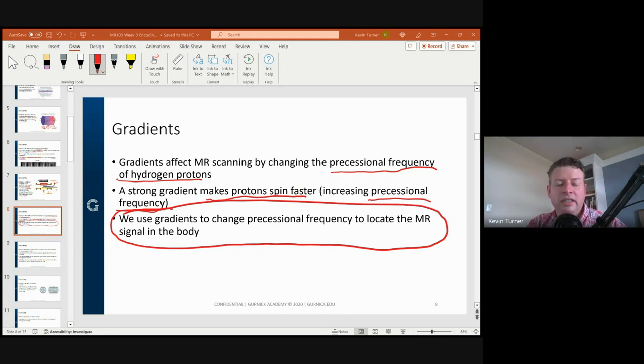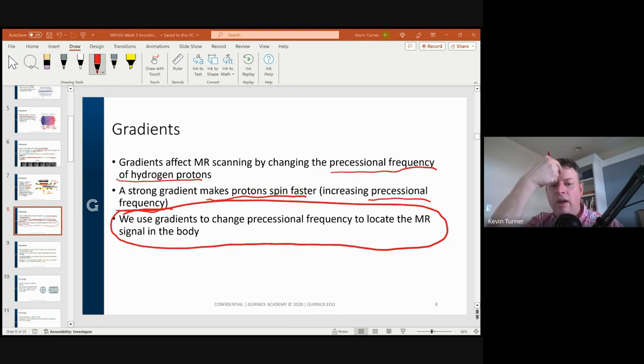When I put a patient into a machine, how does the computer know when it makes the image where everything is supposed to go? If we thought of the camera as the MRI machine and the picture of me as the image, how does the computer know that my eye goes right here? How does it know my nose goes right here? How does it know my hand goes over here? Because we turn on a gradient, we change precessional frequency, and now the computer can tell where everything is.